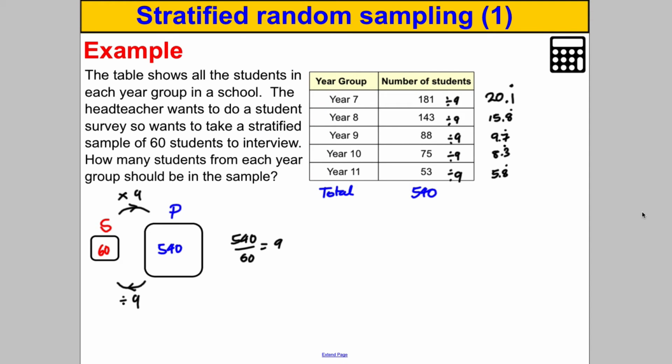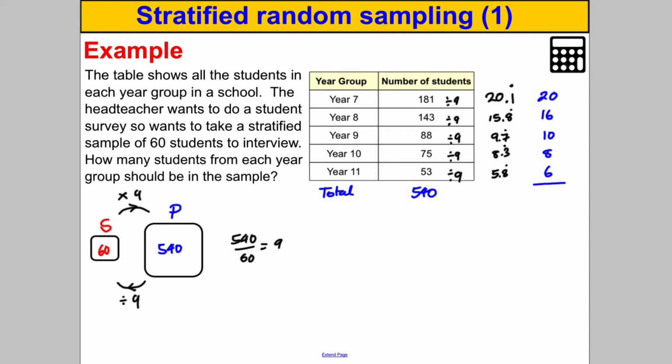Okay, having done that, you'll notice a problem. They are not whole numbers, they are decimal numbers. So we should round these because you can't have 20.1 people from year 7 in your survey. So let's round as appropriate. This one let's round down to 20, this one round up to 16, this one round up to 10, this one round down to 8, and this one round up to 6.